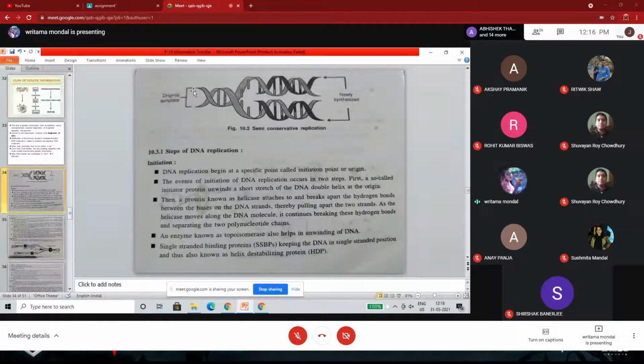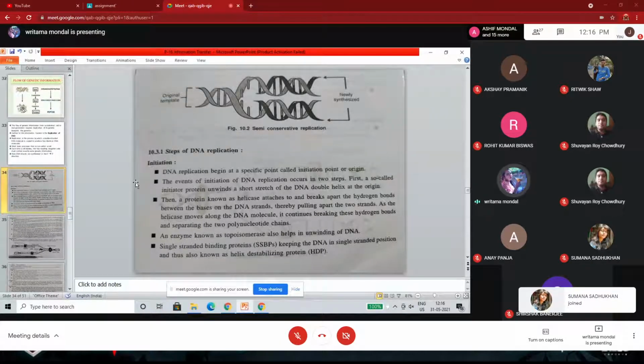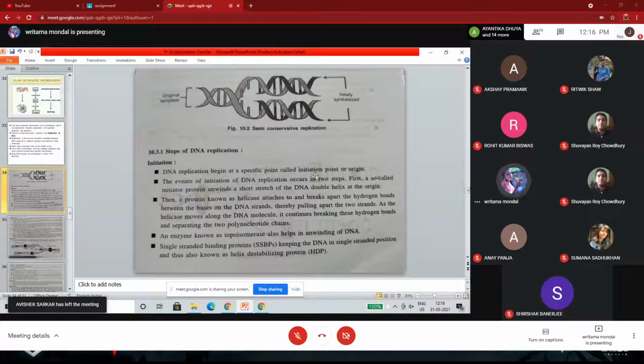So let's see. This is the original template strands and how it is replicated to two daughter strands. DNA replication begins at a specific point called the initiation point or origin. This is very important for MCQ questions.